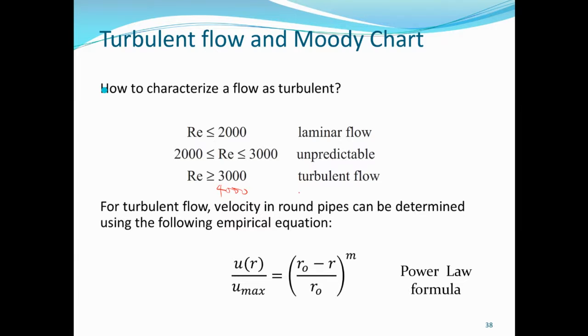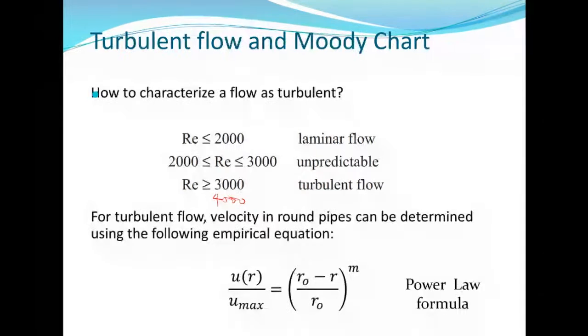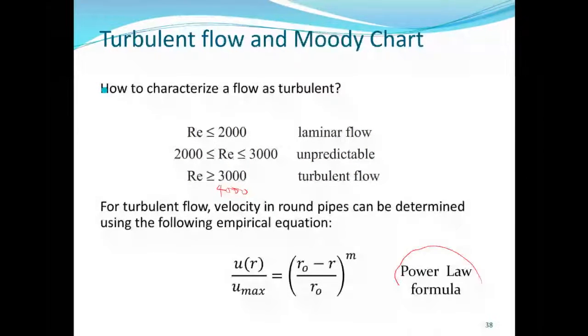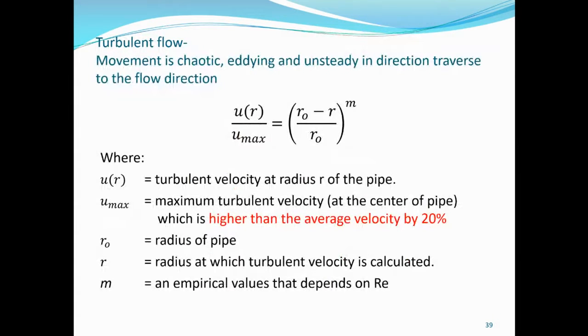Now, for turbulent flow, the velocity across pipes can be determined using an empirical equation, what we call the power law formula. The velocity at any radial distance r over the maximum is given by (r naught minus r over r naught) to the power of m. This m is obtained empirically, meaning based on lab experiments and other factors.